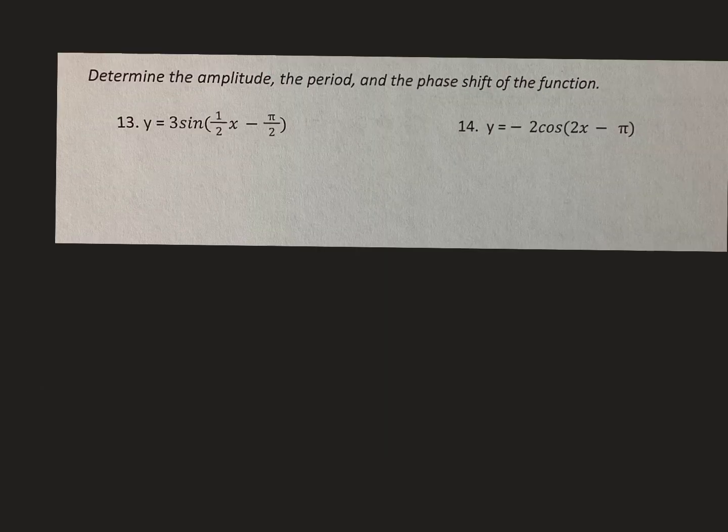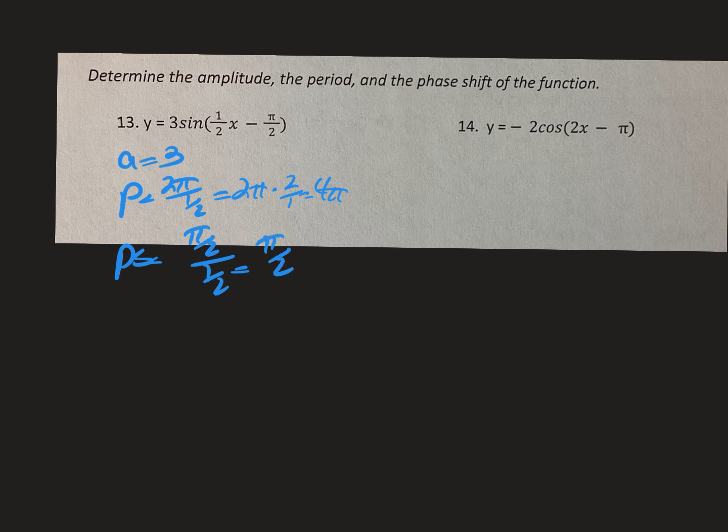Okay, 13 and 14. Tell the stuff that you don't have to graph. So the amplitude on this one's 3. The period, I would do 2 pi divided by b, which is 1/2. If I do 2 pi divided by 1/2, I'm going to do 2 pi times 2 over 1, which is 4 pi. Phase shift is the opposite of c over b, so pi over 2 over 1/2. Again, keep change flip. Cancel those, you get pi.